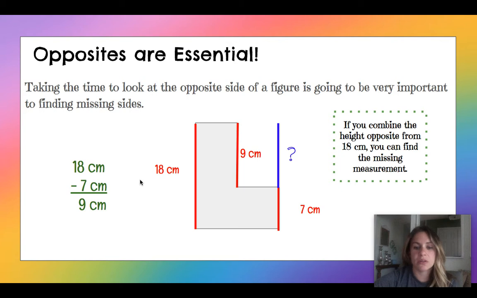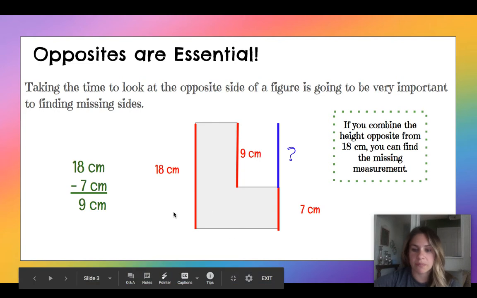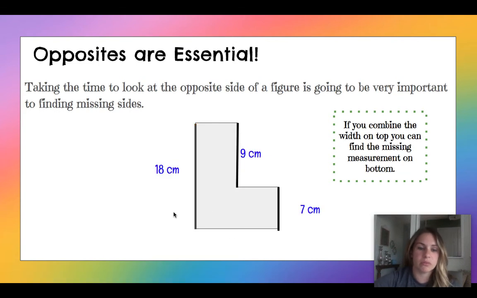Okay, so now what about these other, we have 3 more sides that we're missing. These 2 tops and then this bottom. Okay, so let's have the information that we already know, 18, 9, and 7, to start to find these other missing sides. This top is going to be 6 centimeters. This one is going to be 5.